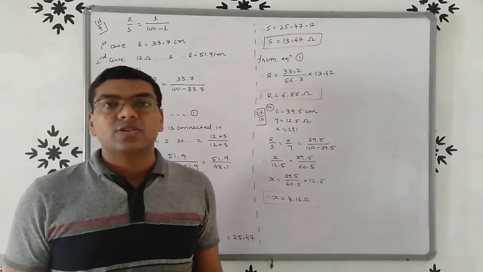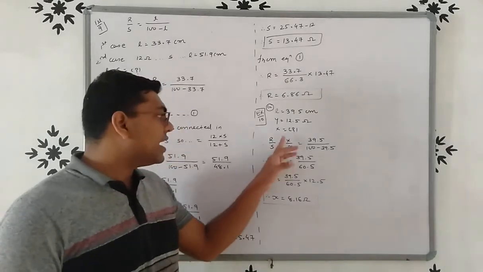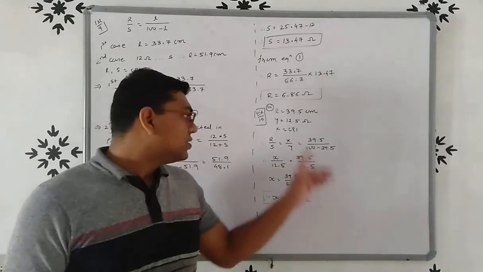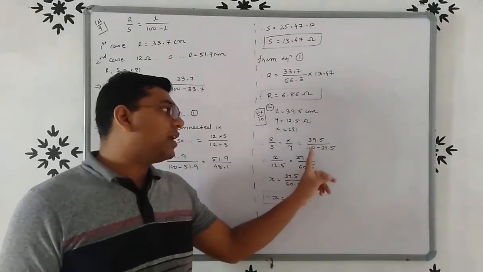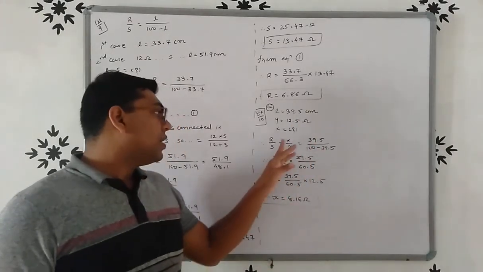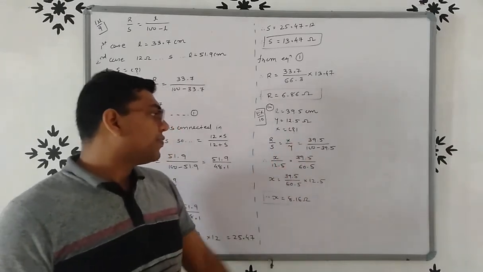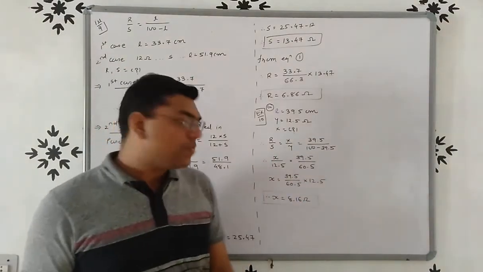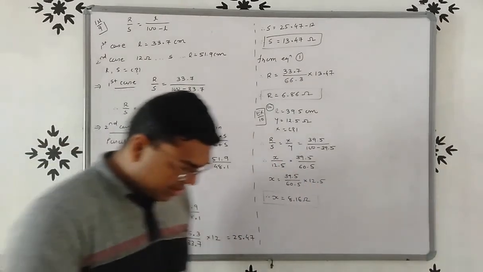resistor X. So from the formula of the meter bridge, R by S, we can say X by Y is equal to L upon 100 minus L. So X by Y is equal to the value of L, 39.5, upon 100 minus L, that is 60.5. Now we have to find out X. So X as it is, value of Y 12.5. So after calculating this we get X is equal to 8.16 ohm. Right.